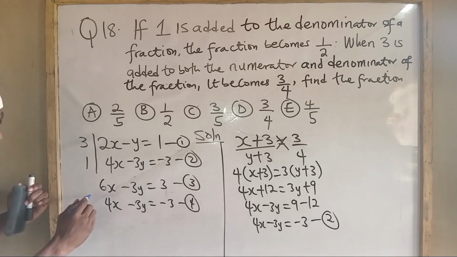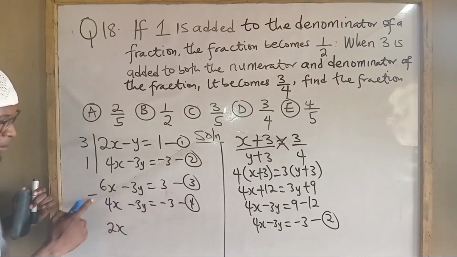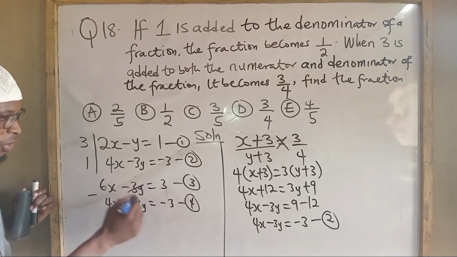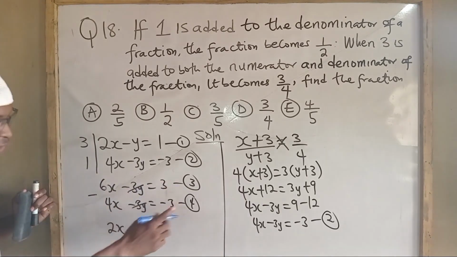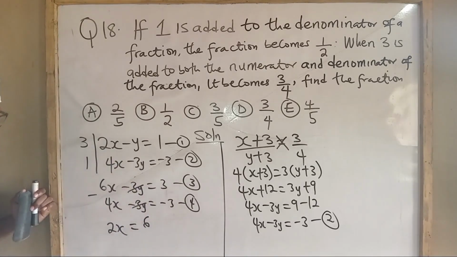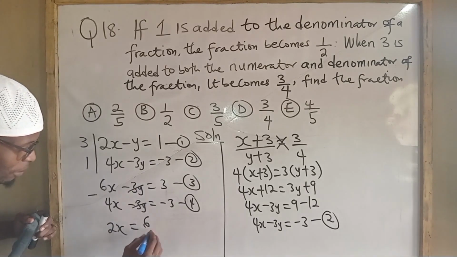When we subtract the two equations here, this will give us what? 2x. 6x minus 4x gives 2x. Then when you subtract this one, minus times minus gives plus. So automatically this one is eliminated. So minus times minus here gives what? Plus. Then 3 plus 3 gives what? 6. Okay. So for us to get the value of x here, we divide both sides by what? By 2.